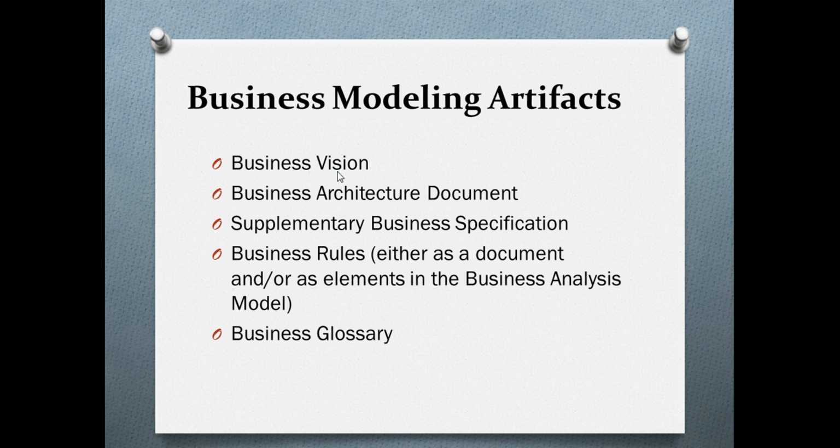Artifacts: we come up with a vision document first. It is very important for the business analyst to make a good vision document. Then architecture documents: along with the architect specialist, we make the architecture document, a high-level one. Supplementary business specifications are made if required. Then business rules, either as a document or as an element of the business analysis model, basically. So these are the rules we come up with, and a glossary of course.